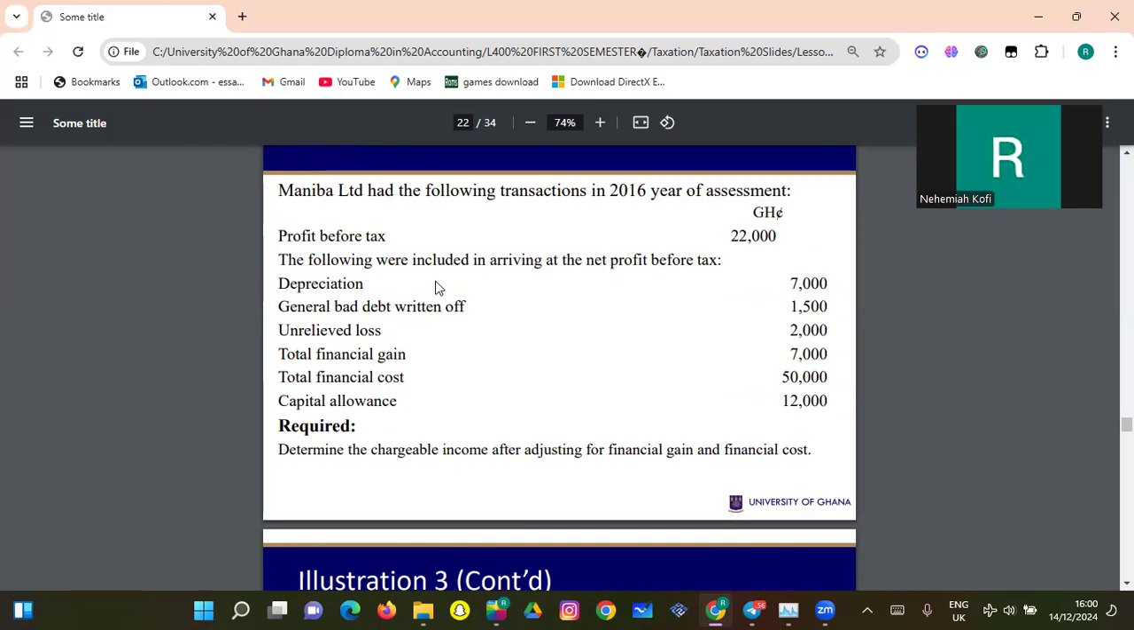So what are we going to do? It was deducted before arriving at this income or this profit. So we are going to add them back, right? Anything that was deducted before this will be added back, and anything that was added before this will be deducted.